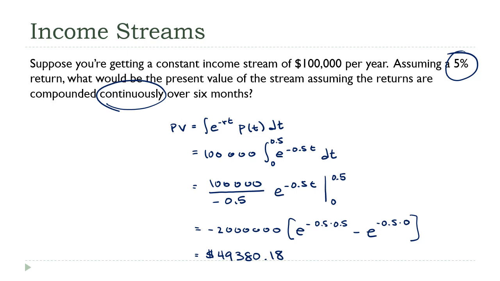And if you want to just do a quick reality check, yeah, it is less than 50,000, which we would expect because the interest is what's going to bring it up to that level. And it's not a whole lot less. 5% is an okay interest rate, and 6 months is not a very long time. So just from a reality check basis, that's a realistic result.